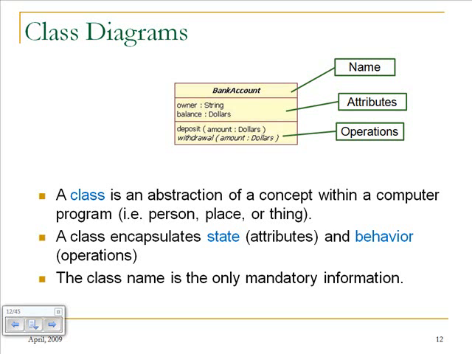So a class, in essence, is an abstraction of a concept within a computer program. And like I just mentioned earlier, it's going to encapsulate the state and the behavior. The state is going to be the attributes right here, and then the behavior is going to be described by the operations. Okay? So the class name is the only mandatory information. You may have a class, but it may not have attributes and operations. But it has to have a name.